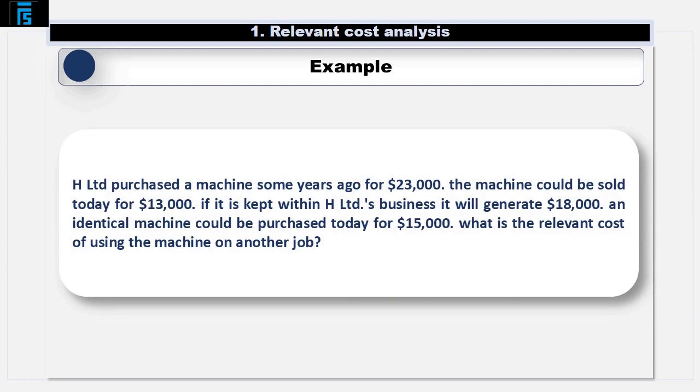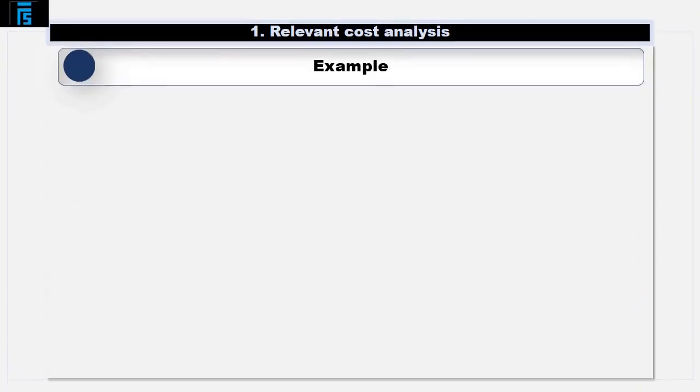H Limited purchased a machine some years ago for 23,000. The machine could be sold today for 13,000. If it is kept within H Limited's business, it will generate 18,000. An identical machine could be purchased today for 15,000. The question is, what is the relevant cost of using the machine on another job?